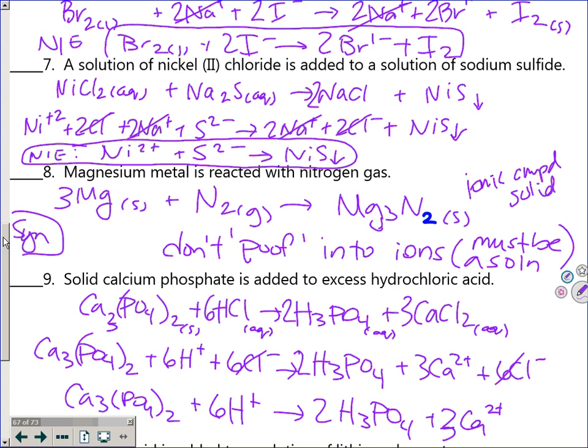Next one, for the solid calcium phosphate. A lot of times, like in number 7, you could skip this intermediate step because you can see the one precipitate and make your two ions in that form.